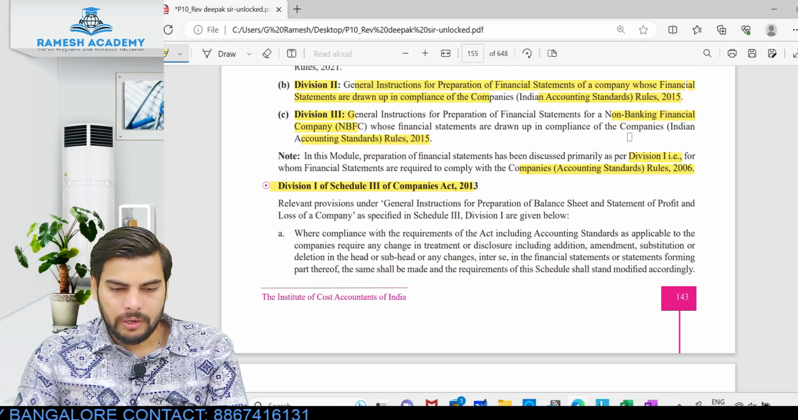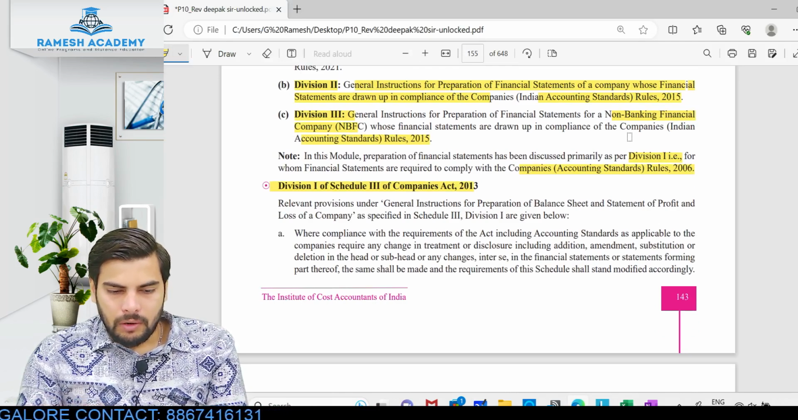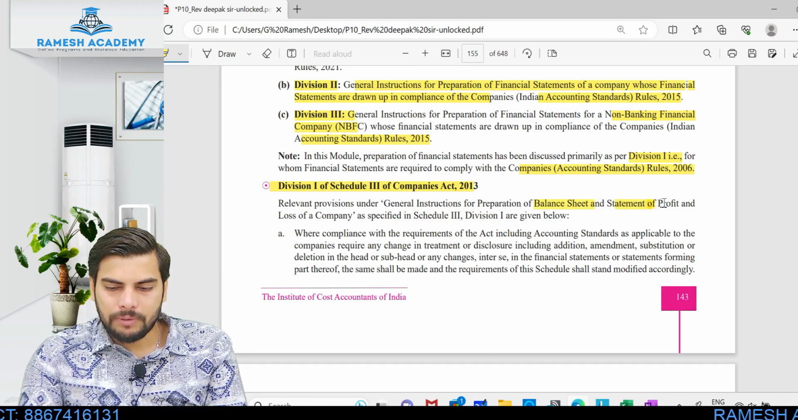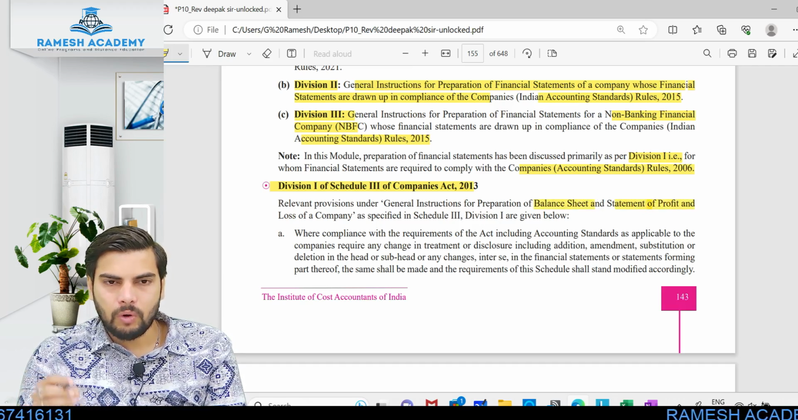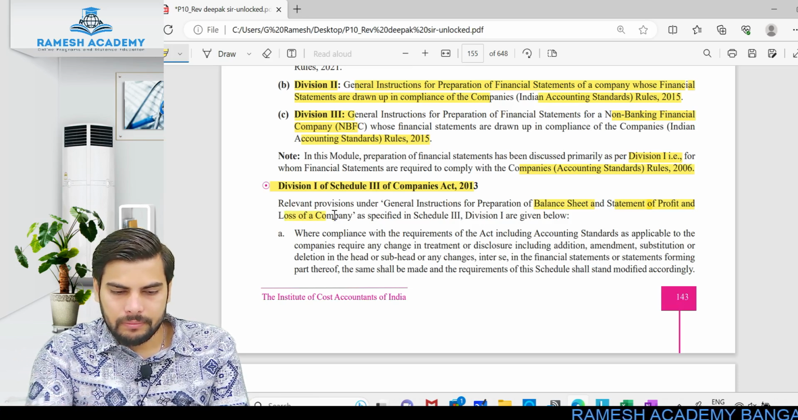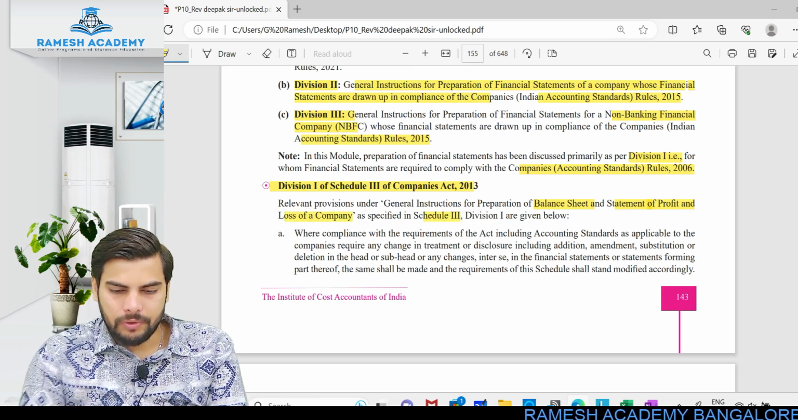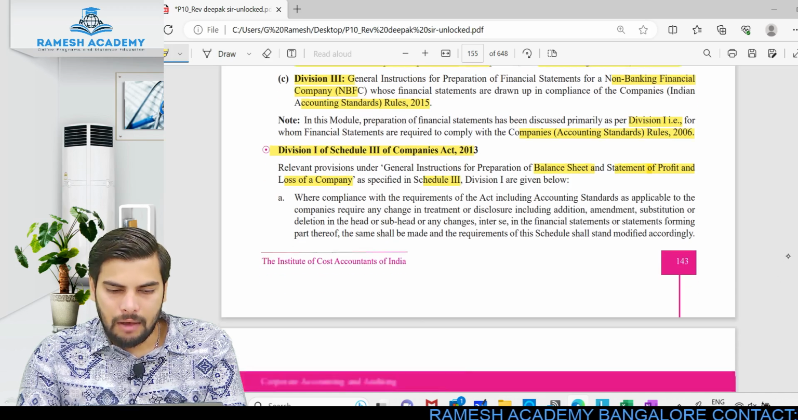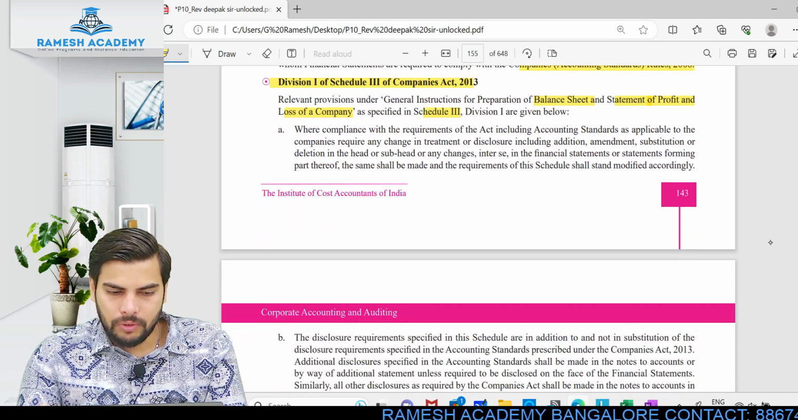So look at this. The relevant provisions under the general instructions for preparation of balance sheet and P&L account. Everywhere else they use the term financial statement, but when it comes to Division 1 they specifically use the term balance sheet and P&L account, as specified in Schedule 3. Division 1 provisions are given below. So these provisions have been given below. Let's just look into these provisions.